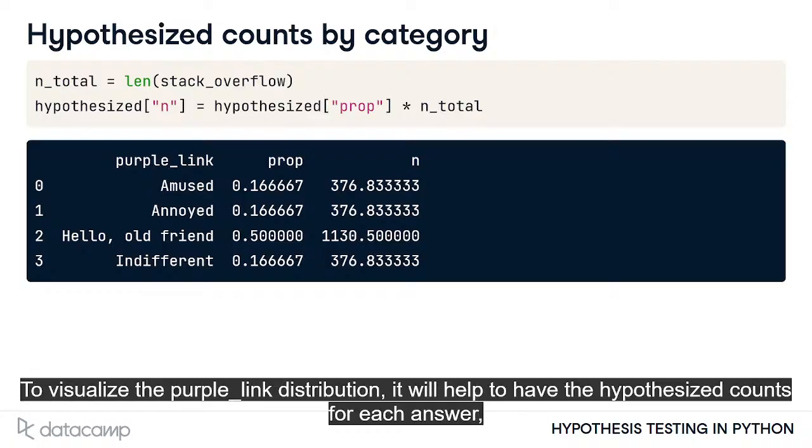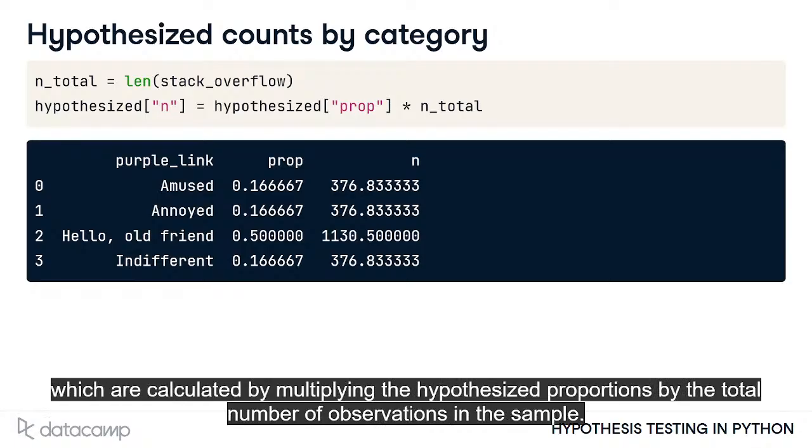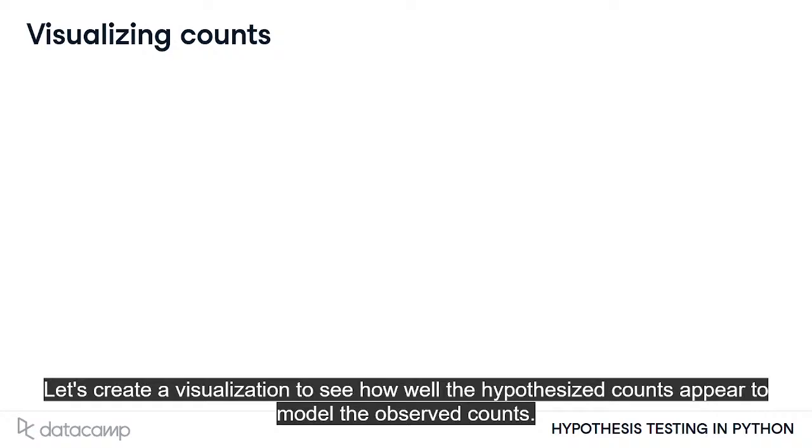To visualize the purple link distribution, it will help to have the hypothesized counts for each answer, which are calculated by multiplying the hypothesized proportions by the total number of observations in the sample. Let's create a visualization to see how well the hypothesized counts appear to model the observed counts.